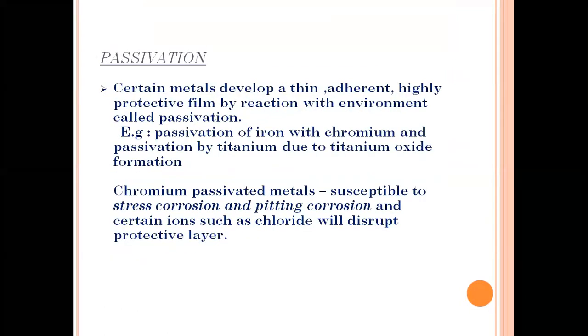Protection against corrosion: passivation. Passivation of iron with chromium and passivation of tin due to tin oxide formation. These are done for passivation. Passivation is the forming of a thin layer of oxide over the metal, which tries to protect the underlying layer from corrosion. That is what passivation is.